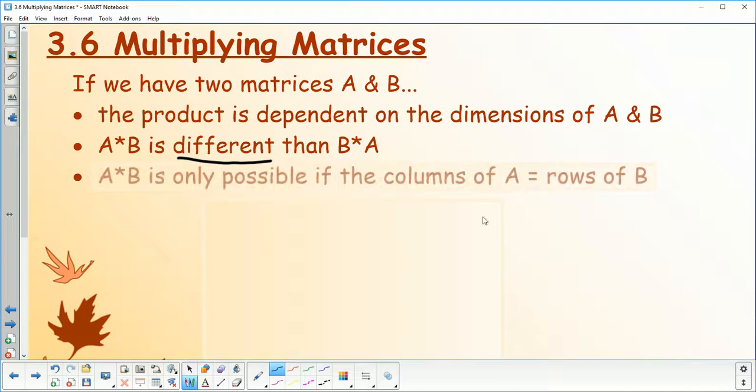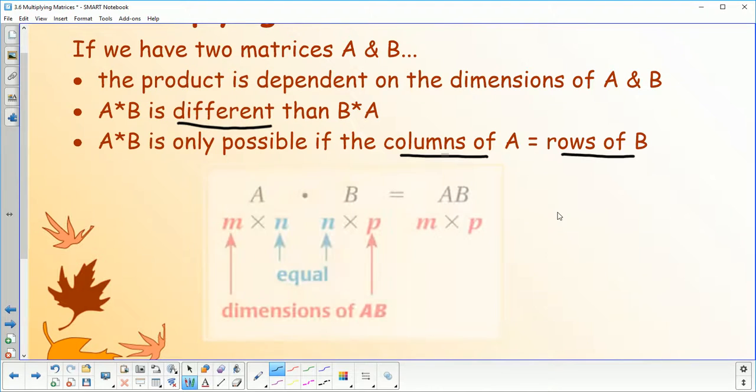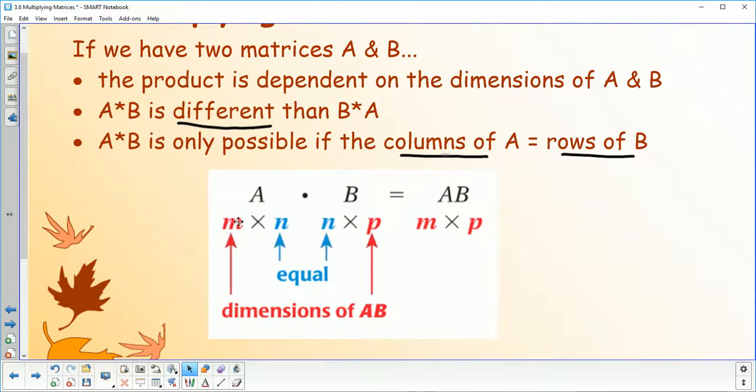The reason for that is that we can only do A times B if the columns of A have to actually equal the rows of B, and that's going to give us a very specific set of dimensions. So what that could mean is, if we have A, let's say it has M rows and N columns, B then, in order to multiply them, has to have N rows and P columns. So these two numbers right here have to be equal, and that's going to give us the dimensions of the result, which are M and P.